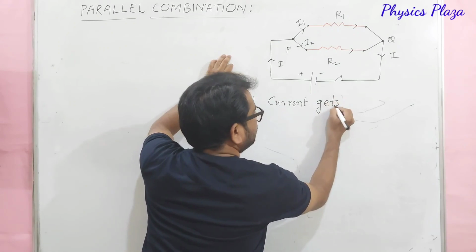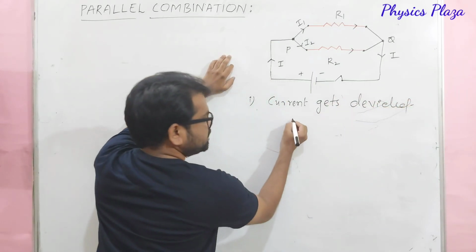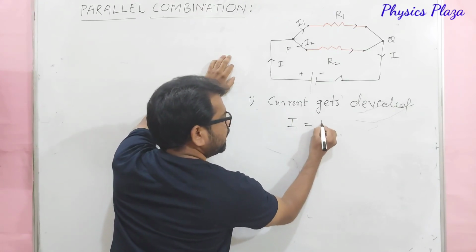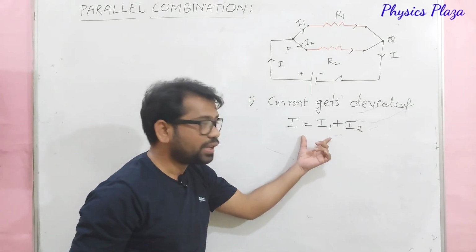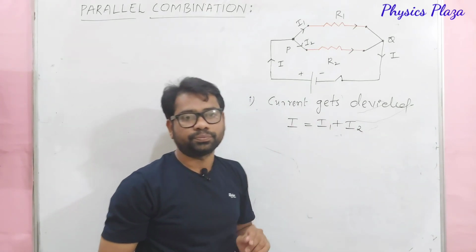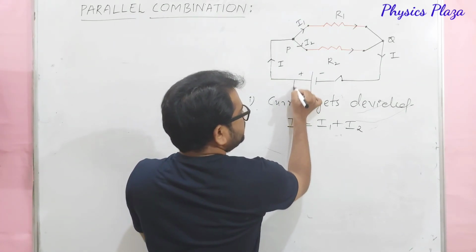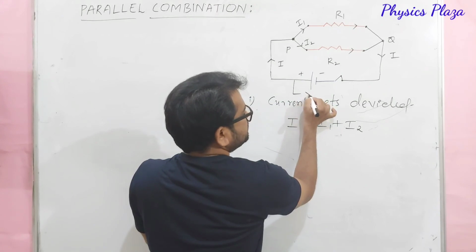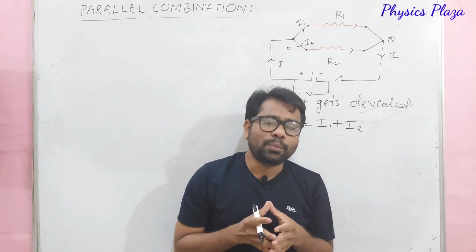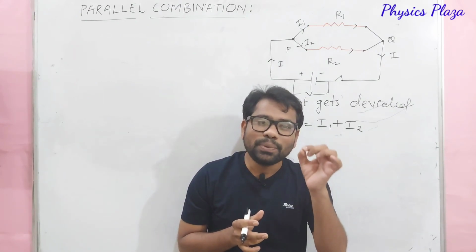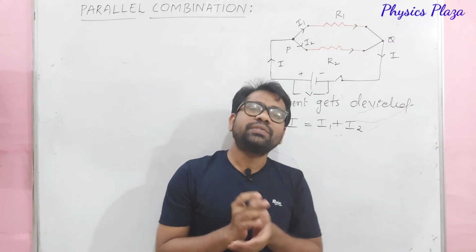Current gets divided among the resistors in such a way that we can write I is equal to I1 plus I2. Of course, we can write I equal to I1 plus I2. This is very important. Then what about potential difference, dear children? The potential difference across the battery, let us say, is V. Children, in a parallel combination, the potential difference will be the same across all resistors. Very, very important.